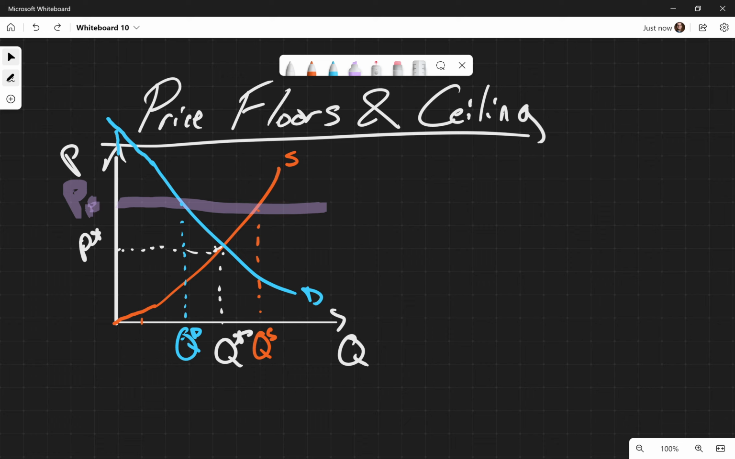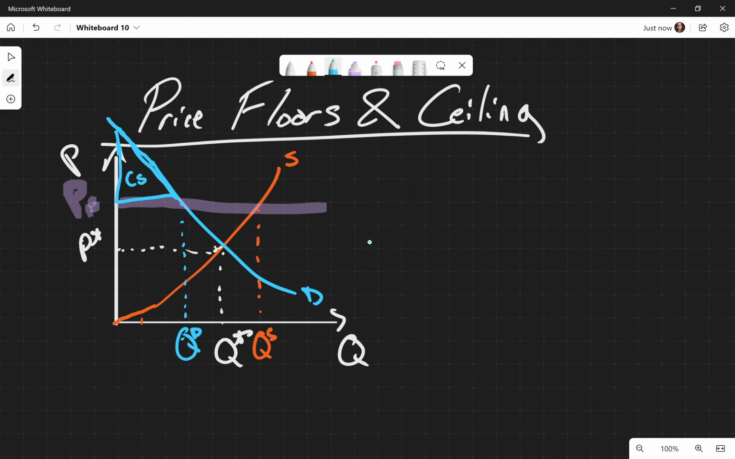So what's our new consumer surplus? Apologies, we keep talking about this as minimum wage, that's why I'm talking about it. But this is the minimum price that we are legally allowed to sell at, right? And so as a result, the new consumer surplus is going to be anywhere below the demand curve, but above that price floor. So my new consumer surplus is going to be this triangle here.